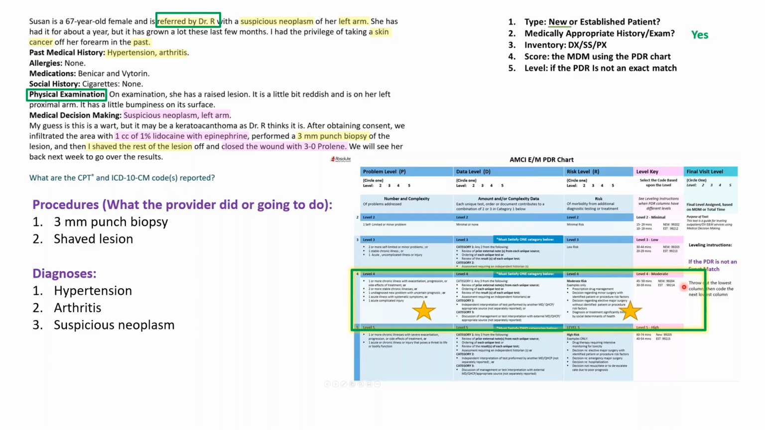Yes, yes, yes, yes. Outstanding. All of you are saying 99204. This is a new patient. So if it's new, you code it 99204.